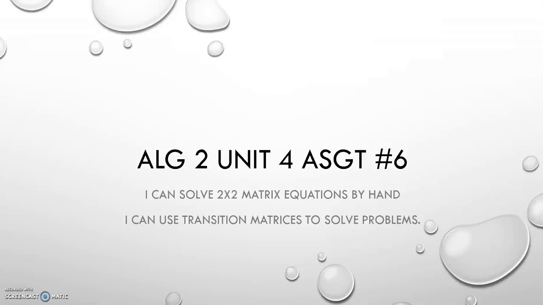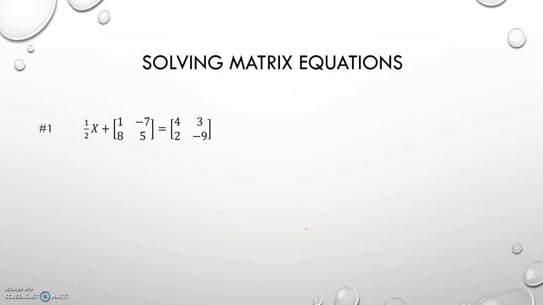All right, so today we're going to do two things. We're going to solve 2 by 2 matrix equations, and then we're going to use transition matrices to solve problems. But we're going to start with an equation that we've done similar to a couple of assignments ago, where we just want to find what x is. And so I can solve this equation simply by subtracting this matrix from both sides.